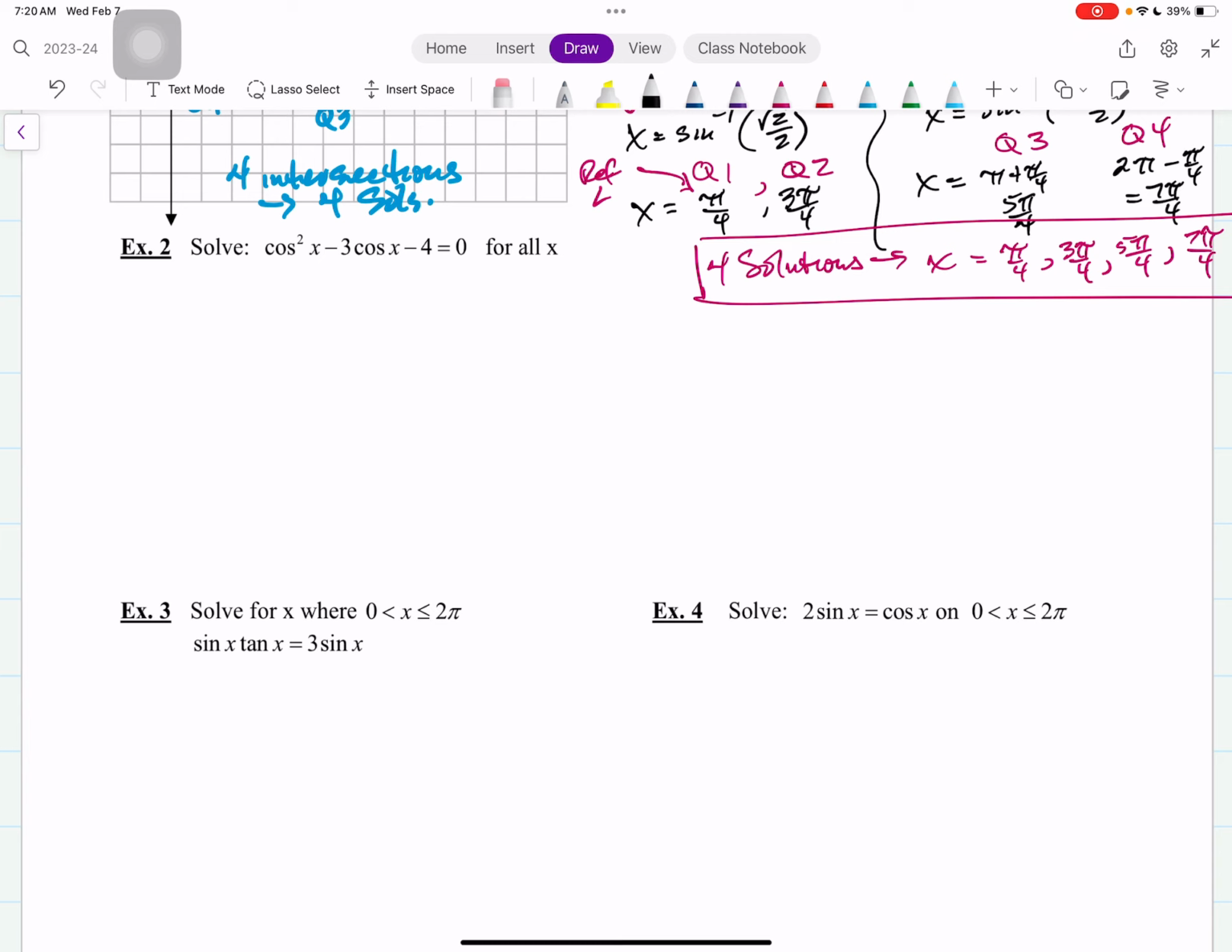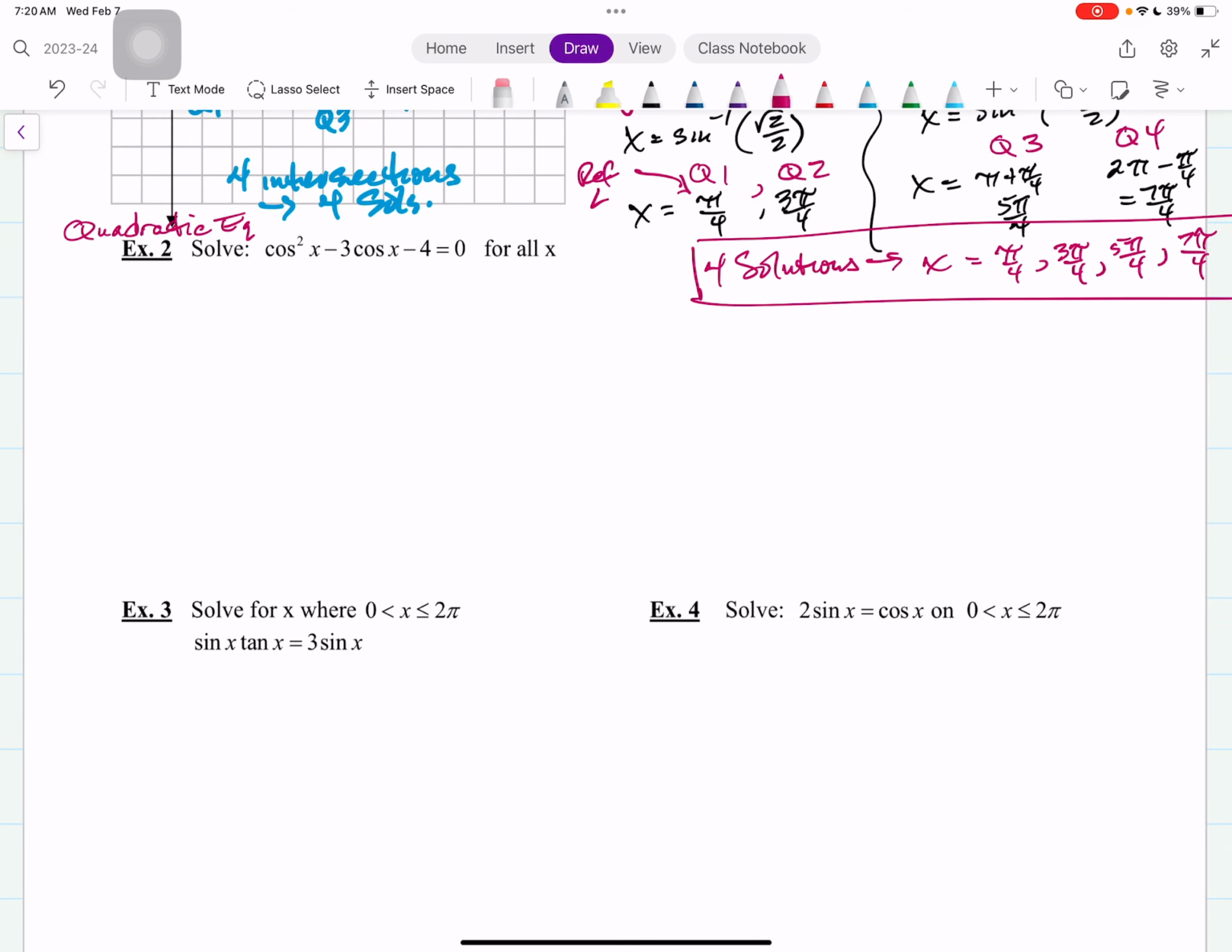You guys, that is a quadratic equation. So this is called a quadratic. And in Algebra 1 and 2, you learned how to solve these, and you solve them by factoring. So what we want to do is factor this. Here we go, factor into two binomials.